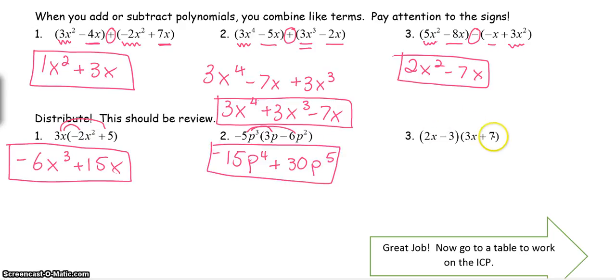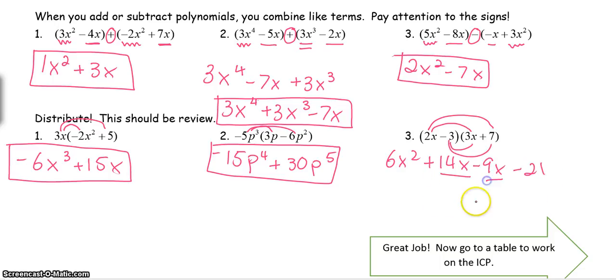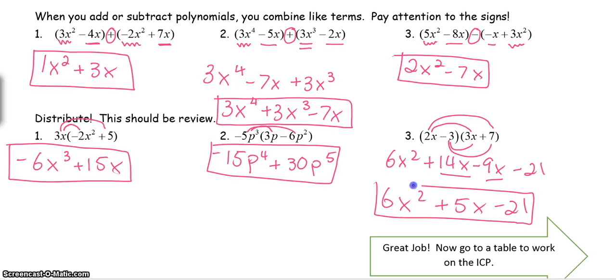All right, and the last one, I've got two binomials. They both have two terms, so I'm going to have to distribute each of them. So 2x times 3x is 6x squared. 2x times 7 is 14x. Negative 3 times 3x is negative 9x. Negative 3 times 7 is negative 21. And as our final step here, we just need to combine these like terms. So 6x squared plus 5x minus 21. And that's our final answer.